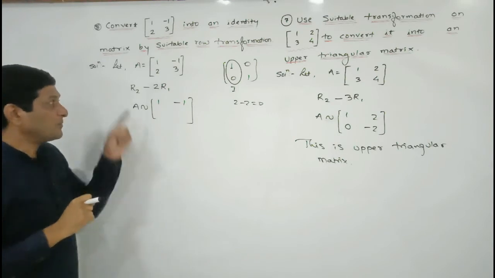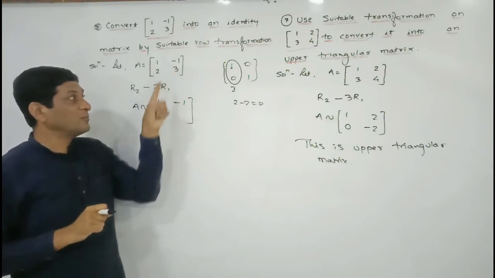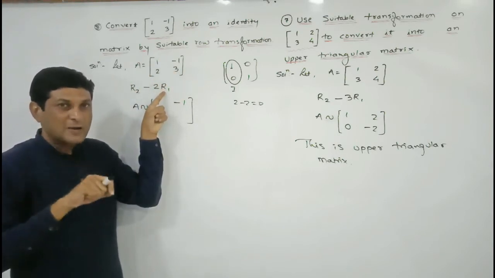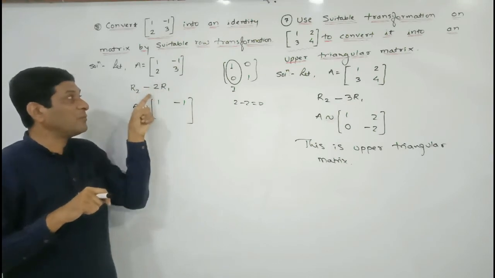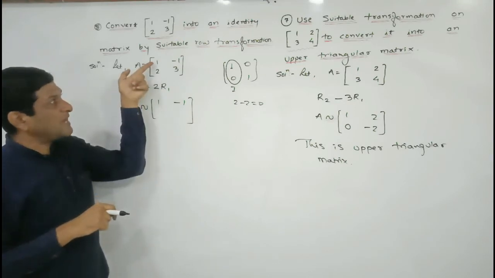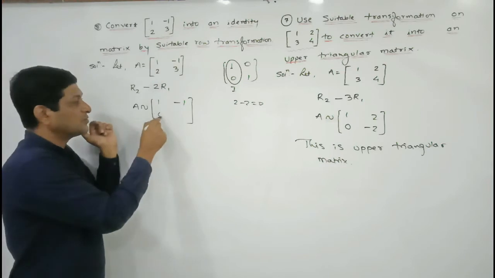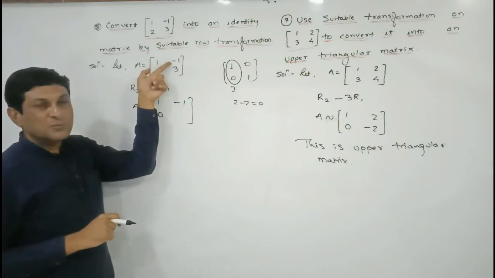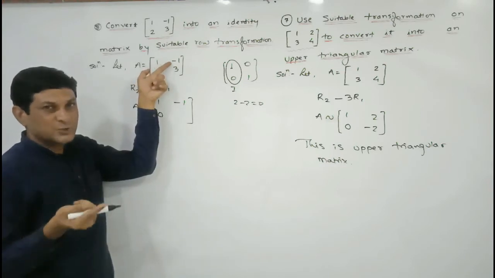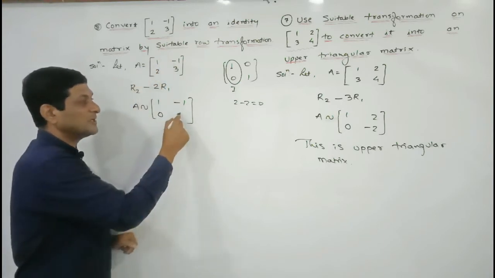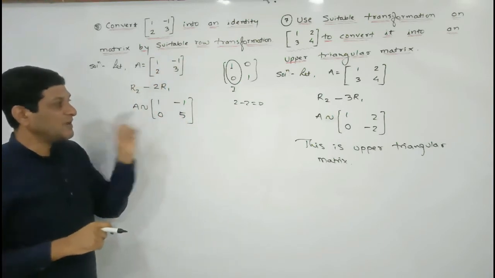Now perform this operation on R2. Our operation is on R2, but we are using the corresponding element of R1 and we are multiplying R1 by what? -2. Multiply by -2. -2 plus 2 will become 0. Multiply by -2: -2 into -1 is +2, and 2 plus 3 will be equal to what? 5. Now here we have got 0.